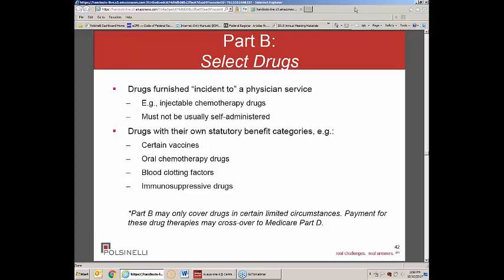The Medicare statute also provides coverage for a number of drugs under their own benefit categories, so that includes certain vaccines, oral chemotherapy drugs, blood clotting factors, immunosuppressive drugs. Those all have their own benefit categories. And keep in mind for drugs, if Part B doesn't cover a drug because it's not furnished in the right setting, or some other aspect of the Part B coverage criteria are not met, it might be covered under Part D. So sometimes the coverage can cross over to Part D.